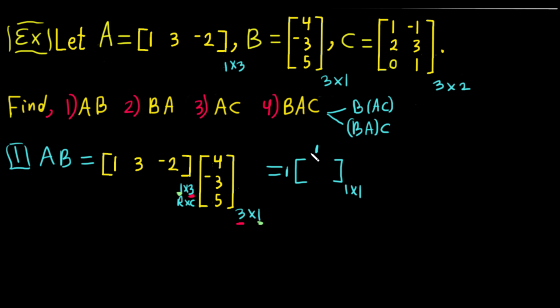So a 1 by 1 matrix means only one row and only one column. I put these numbers here only to explain that the size of this matrix is one row and one column. Now multiplying these two matrices, it will be this row with this column. We have to multiply this row by this column, and each entry we multiply together. So 1 multiplied by 4, then 3 multiplied by negative 3, then negative 2 multiplied by 5. And we have to add them together.